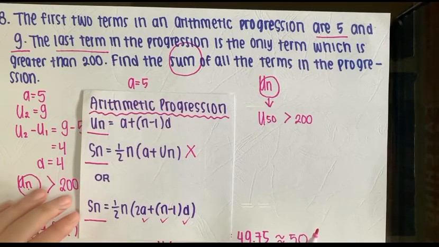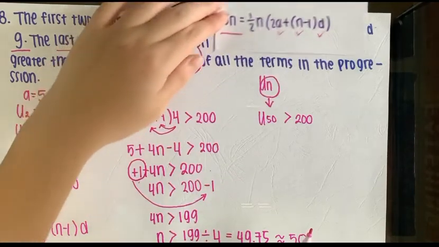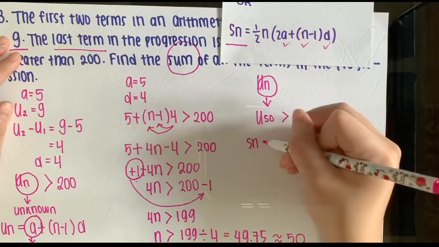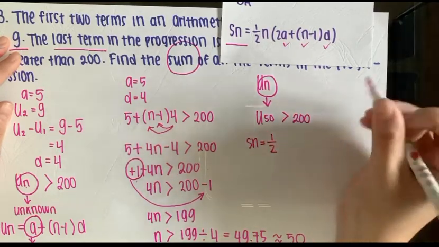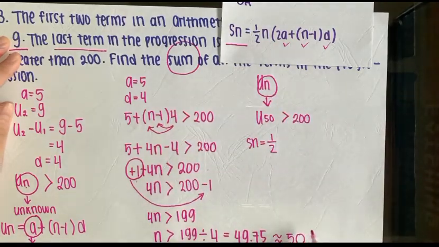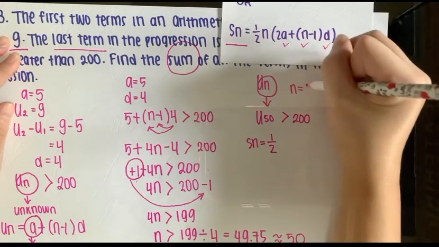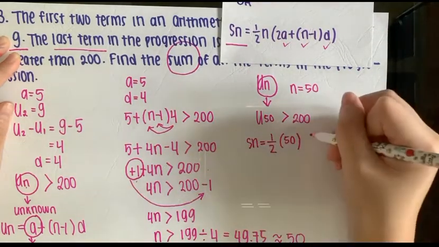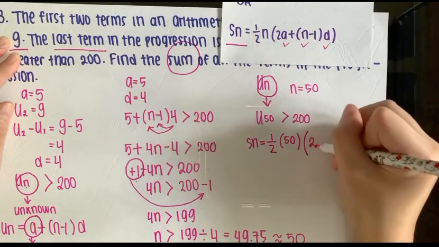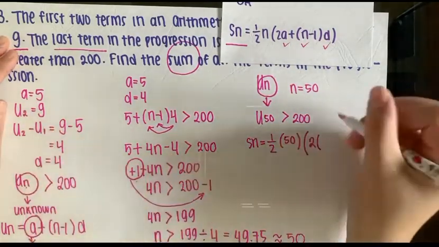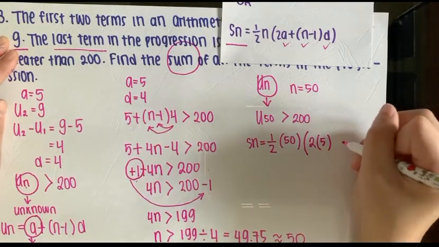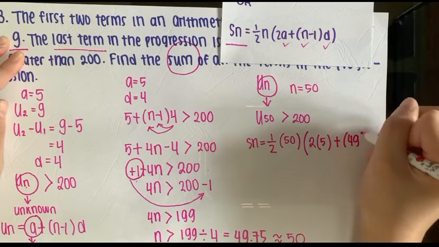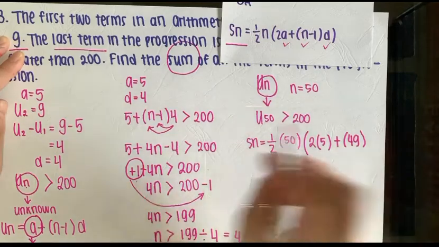Let's put all the things we know inside the second formula. Sn would be equal to half n, which we know as 50. n is equal to 50, right? So we put that 50 inside here. Open bracket, 2a, 2 multiplied by a, which we know as 5, plus n minus 1, which would be 49, multiplied by d, which we see here as 4.